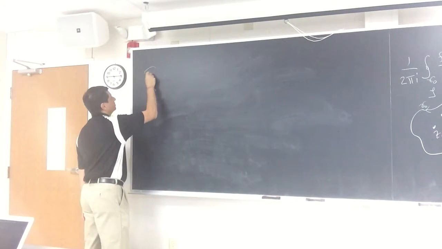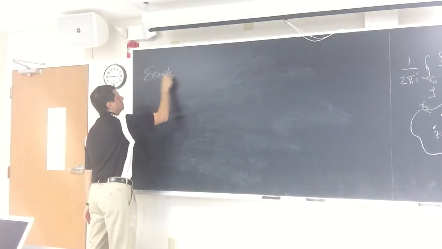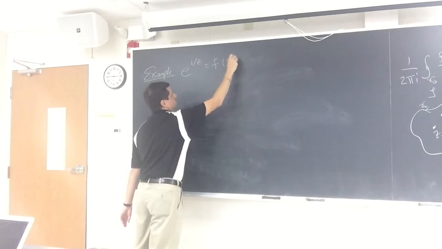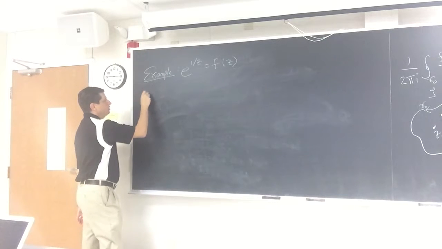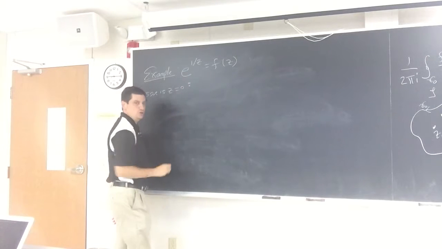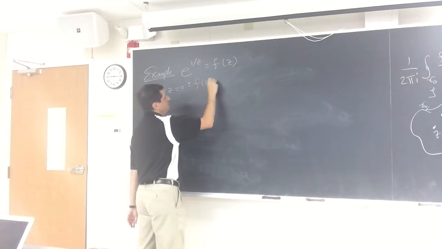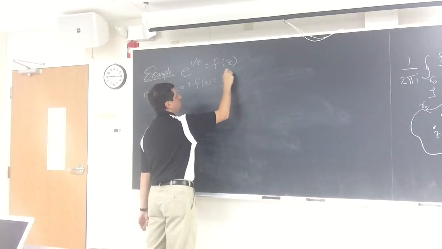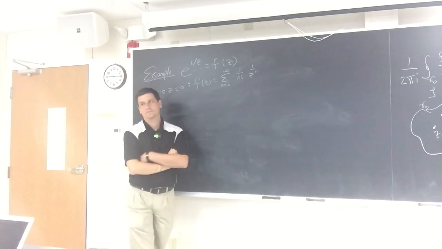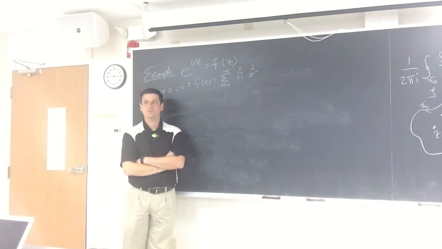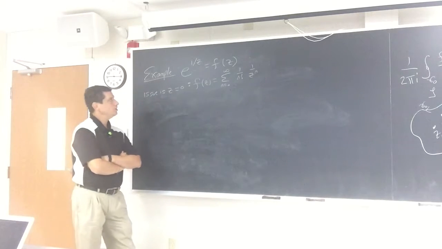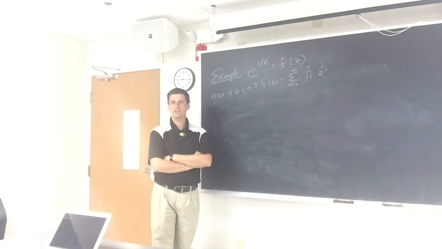So let's do an example first. Let's take the function e to the 1 over z. Okay? So the issue is z equals 0. And you might try to say, well, maybe f of z is the sum from n equals 0 to infinity of 1 over n factorial times 1 over z to the n. And so this would almost look like a pole of infinite order. Let's try to look and see what's happening to this function near z equals 0. Let's see what values are attained.